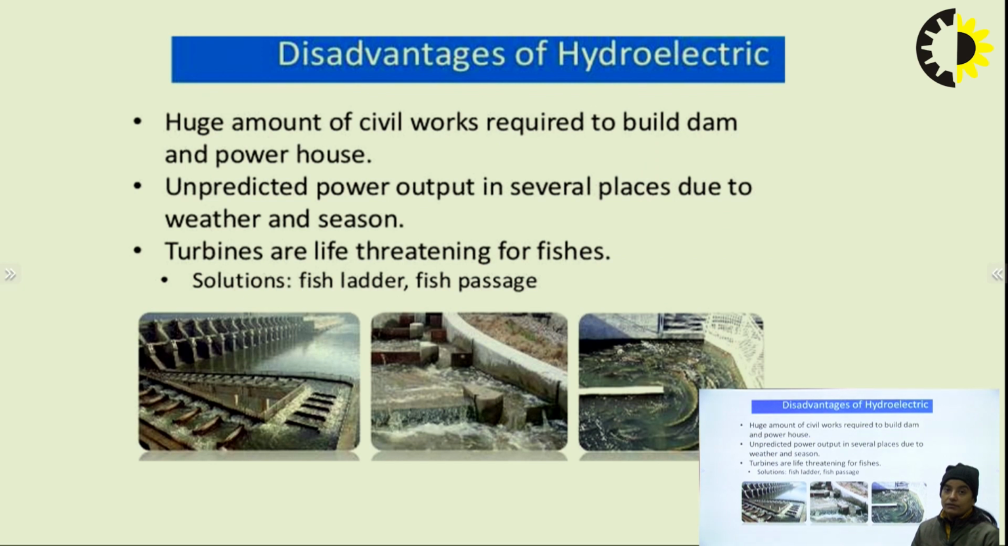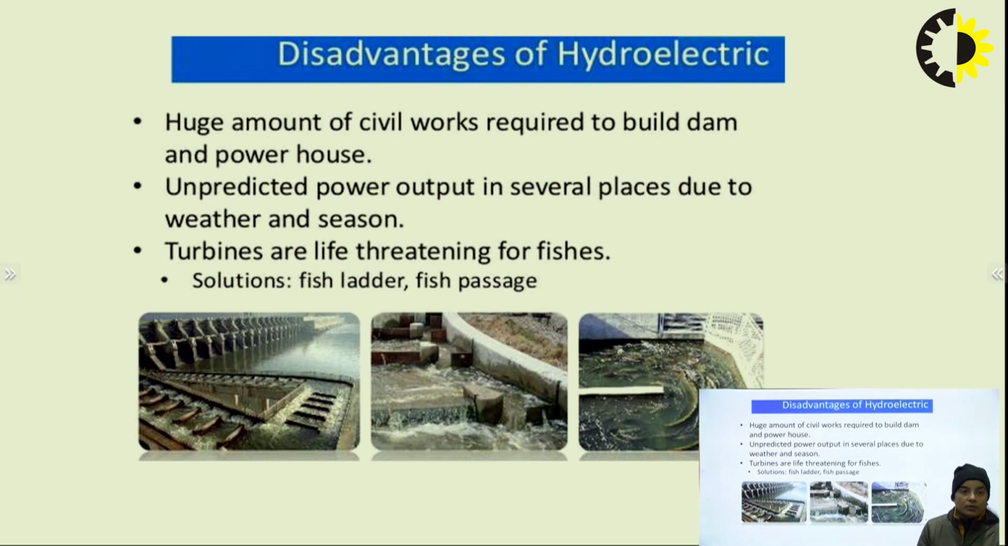So what are the disadvantages of hydroelectricity? First is that a huge amount of civil work is required to build the dam and powerhouse. Okay, so it requires a huge amount of civil work, like we need to create the dam with a concrete structure. So this is the first disadvantage. Second one is, that's why the capital cost is high.